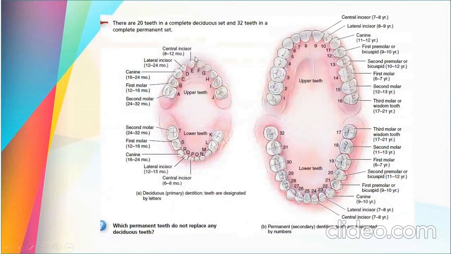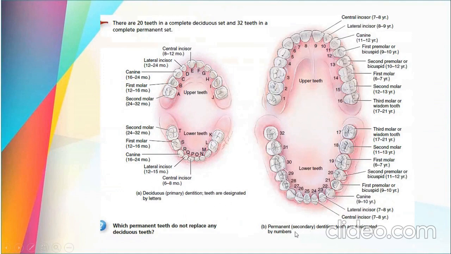Now in this diagram, we see the central incisor, next the lateral incisor, then the canine, first molar and the second molar. These are the upper teeth. Next is the second molar, first molar, canine, lateral incisor and the central incisor. These are the deciduous teeth, or the primary teeth.